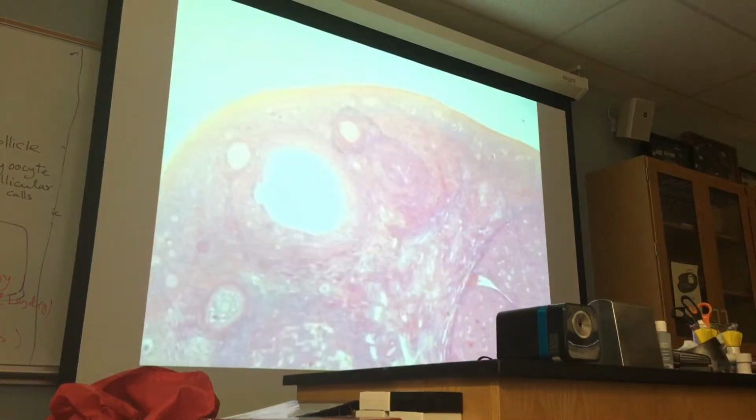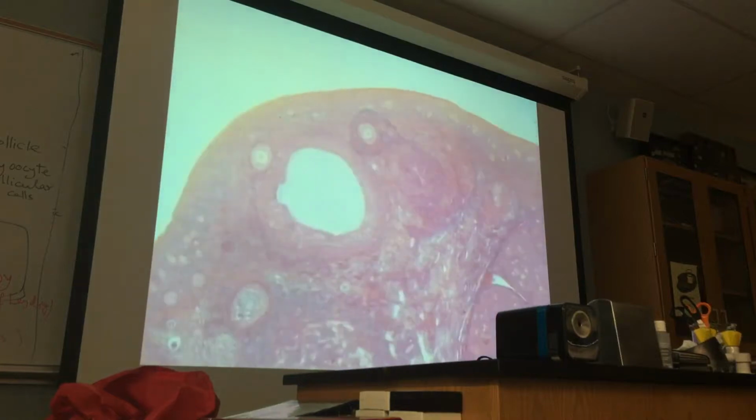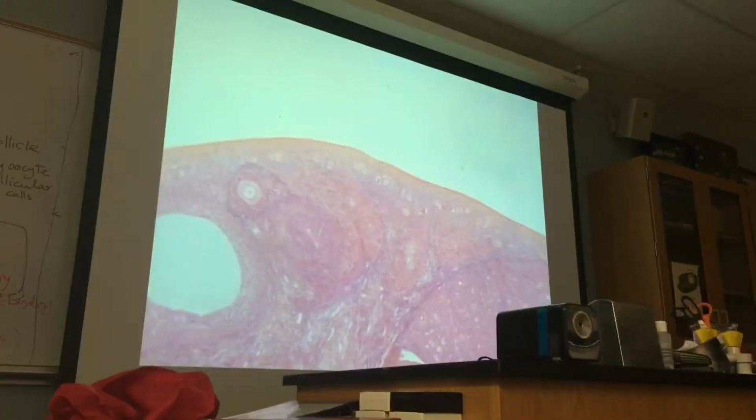And this ovary has been obtained from a kitty cat. Look at the germinal epithelium. This is the germinal epithelium. These are the primordial follicles. You can see a primary follicle here.